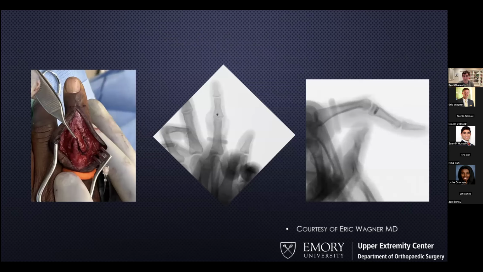This is a case of Dr. Wagner's that he shared with me for this. This was a Curtis staged repair where he went through step 1, step 2, and then ultimately advanced and repaired the central slip using a bone anchor in the base of the middle phalanx. And so you can see on the left the advancement of the central slip and then anchoring it.